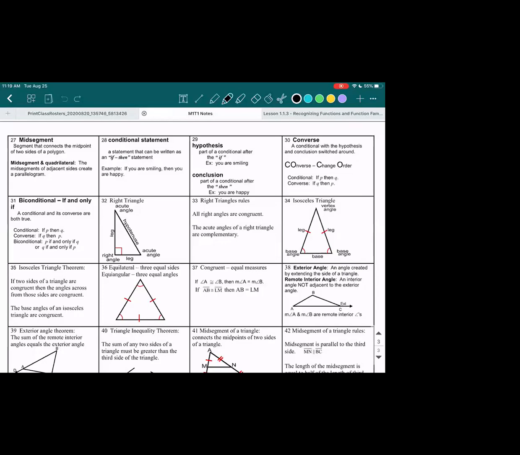All right, so in box number 27, we have the definition of a midsegment. A midsegment is the segment that connects the midpoints of two sides of a polygon. So let me just draw a little example for you guys.